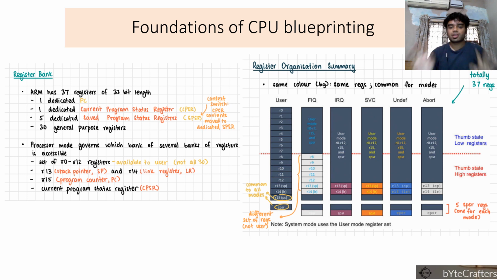So this is the register organization summary. You can look into the image also. This gives a clear view of the general purpose registers, the fast interrupt request mode, and the undefined and abort modes also, and which of them are the low thumb state and high thumb state. This is also something that I forgot to mention. Low thumb state is the 0 to 16 bits. High thumb state is 16 to 32 bits. So you can just go through this.